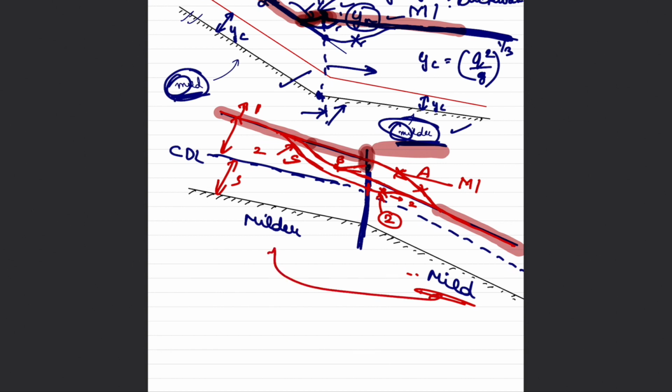Now, there can be multiple combinations: milder to mild, steeper to steep, steep to mild, mild to steep, and so on. But the rationale that we have presented in these two questions would remain more or less the same, which we will also discuss during our in-class examples.